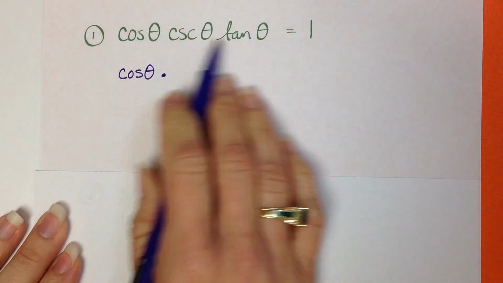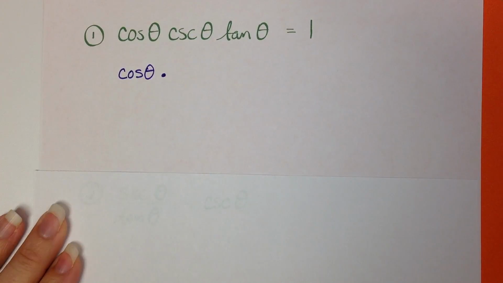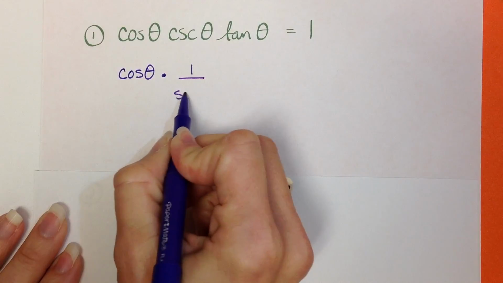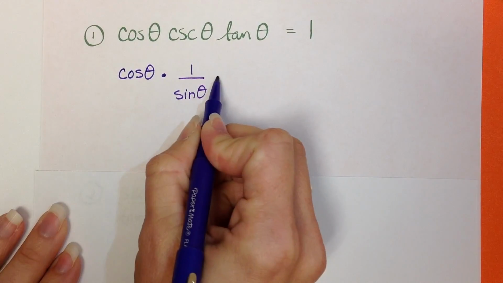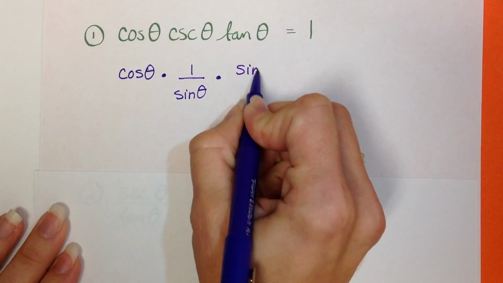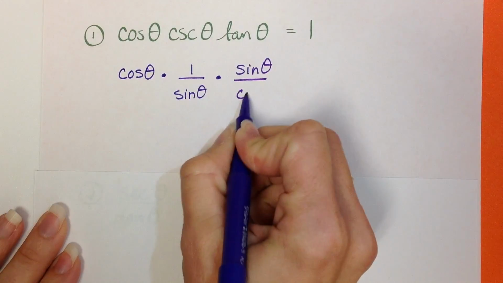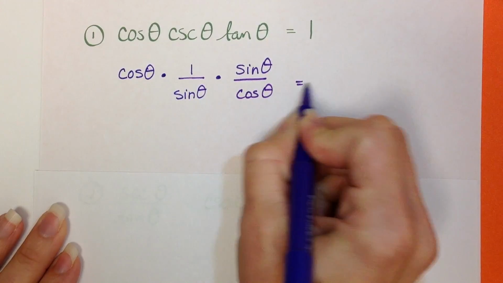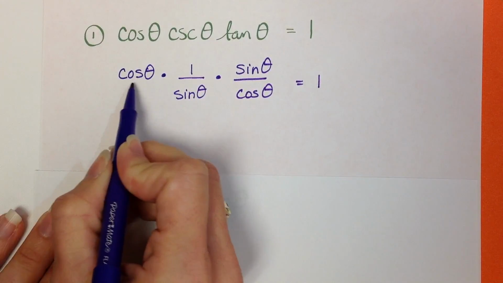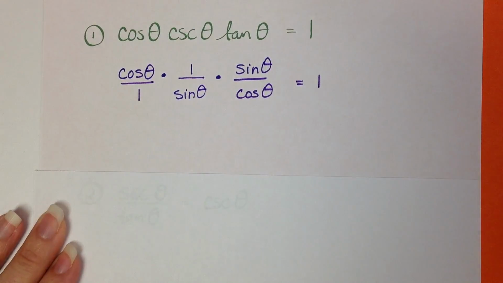Okay, of course, these being side by side is multiplication. I had something like that just a few minutes ago. I'm going to replace cosecant with 1 over sine. And if I'm going to sines and cosines, then for tangent I would need to use my ratio identity, which is sine over cosine. Okay, now this cosine that I had here as the first factor, remember, is understood to be over 1.